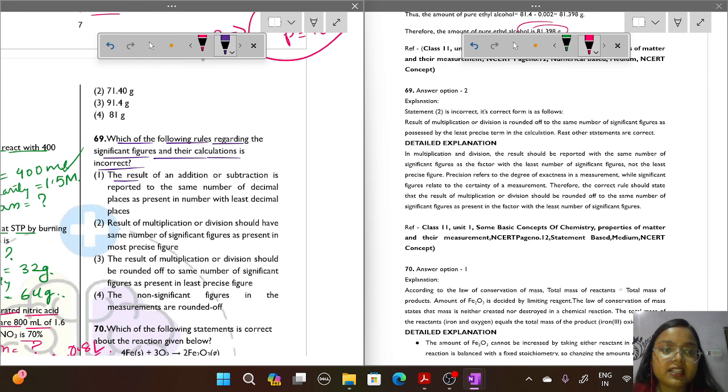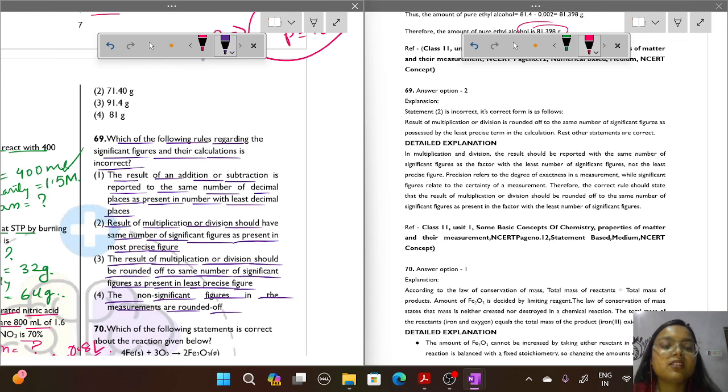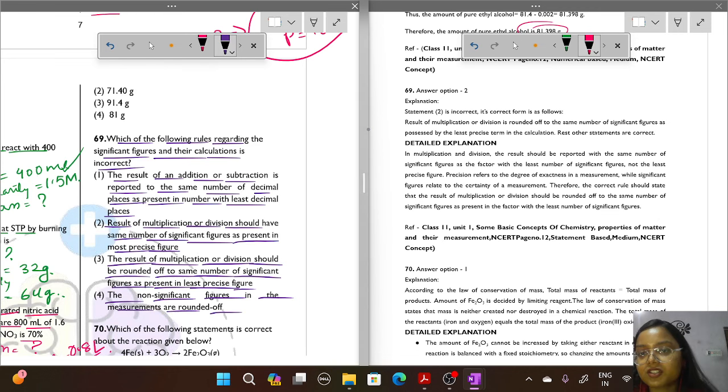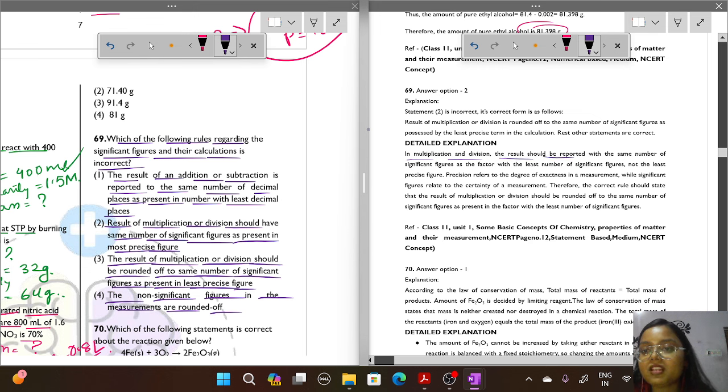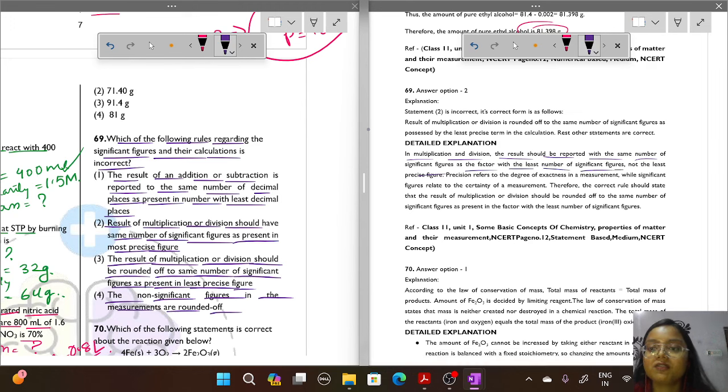Now, first statement is the result of an addition or subtraction is reported to the same number of decimal places as present in number with least decimal places. Result of multiplication or division should have same number of significant figures as present in most precise figures. Result of multiplication or division should be rounded off to the same number of significant figures as present in least precise figures, and the non-significant figures in the measurements are rounded off. Okay, so these four options are there. Let's read the explanation. In multiplication and division, the result should be reported with the same number of significant figures as the factor with the least number of significant figures.